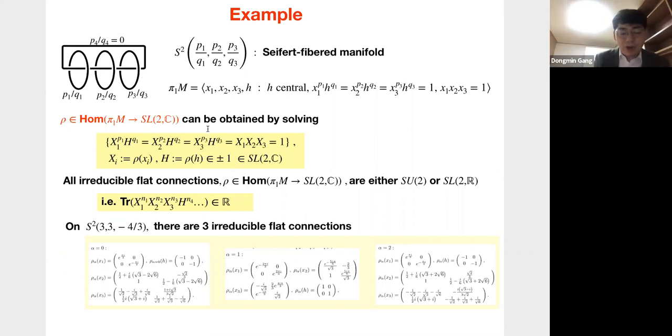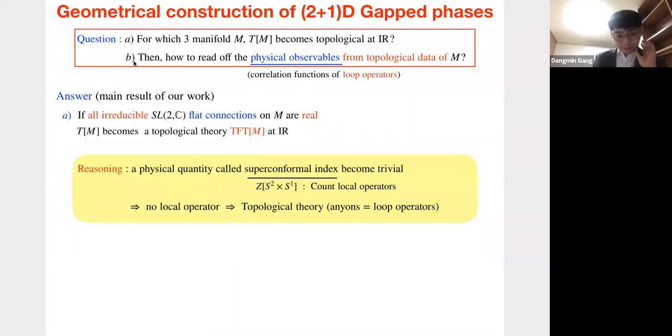For example, for the most concrete example, we have this manifold. By solving this homomorphism equation, we can prove that there are only three irreducible flat connections, whose holonomy matrices are given by this one. You can check that the trace of this holonomy matrix is all real. So there's an infinite class of three-manifolds satisfying this condition. Also, there's another infinite family of three-manifolds not satisfying this condition, which will give some Calabi-Yau spaces. This is a brief summary of the reasoning why we expect that this quantity is topological.